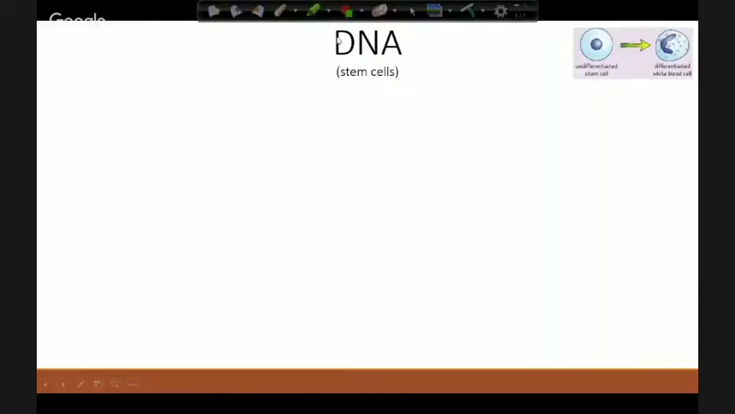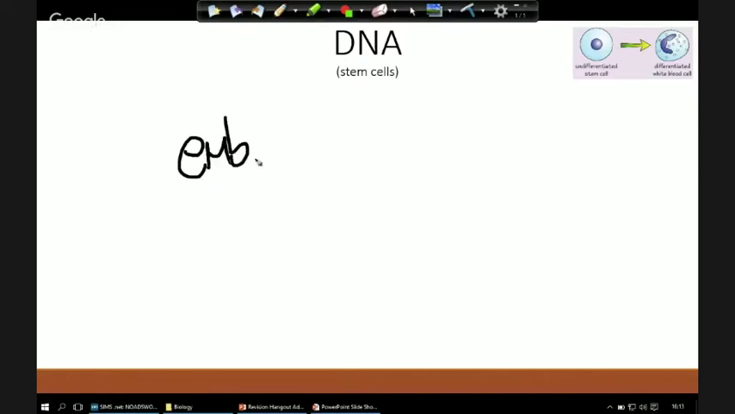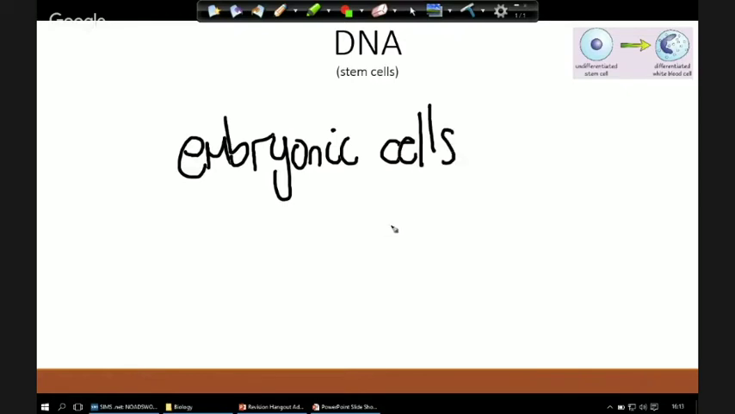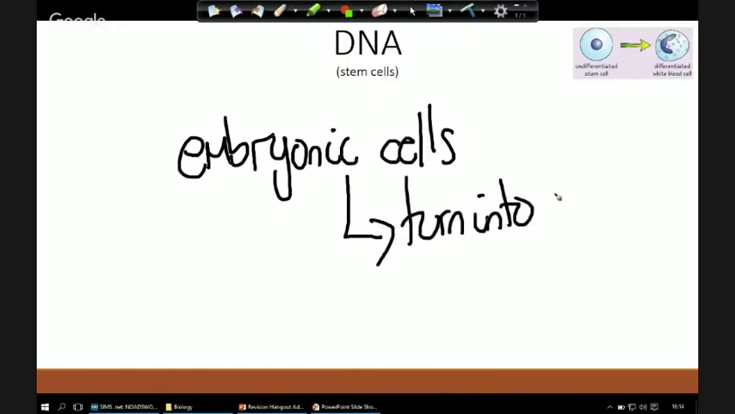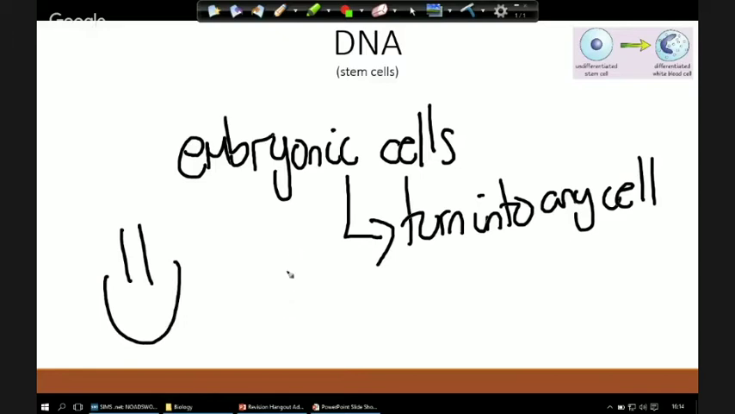Now, thirdly, for DNA, is this term stem cells. Well, stem cells, embryonic cells, haven't differentiated. They haven't become anything yet. They can turn into any cell. And this has hugely beneficial consequences. Essentially, we can potentially cure a huge number of illnesses.